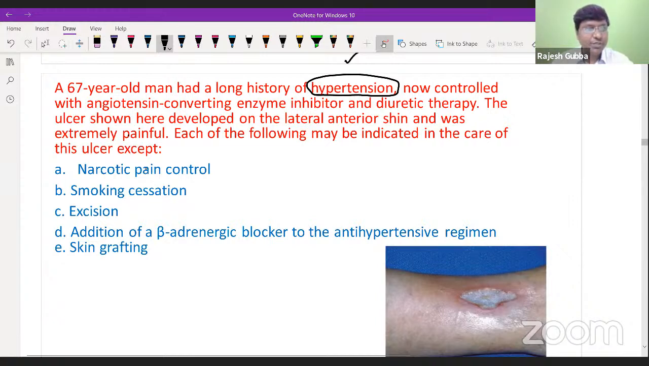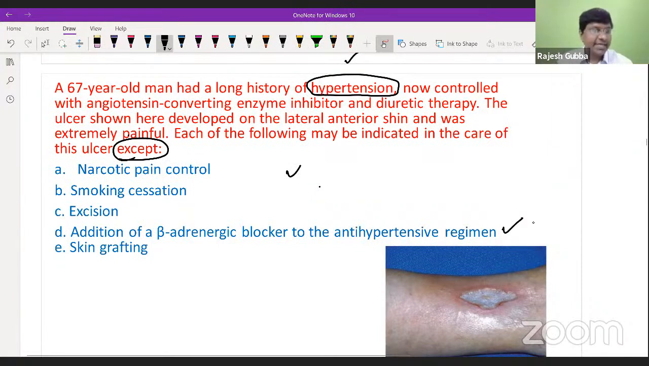So the question asked is except, which one you should not do? What is it that you should not do in this patient? So I'm waiting for the answer from any one of you. Right, so good, everyone is answering here. Sai Taruni, Danda, Chandiya, Satya, excellent. So the answer is addition of the beta blocking drug to the antihypertensive regimen. It should not be done.